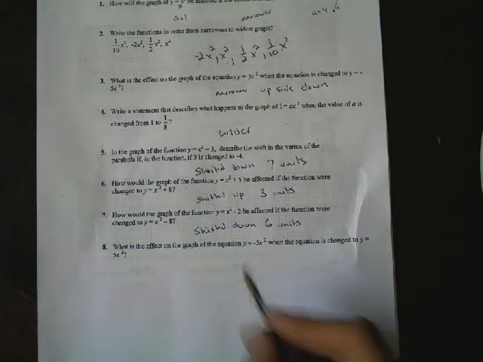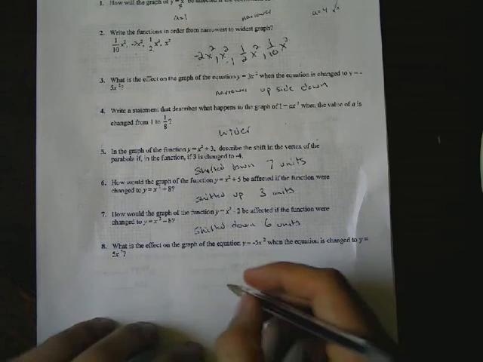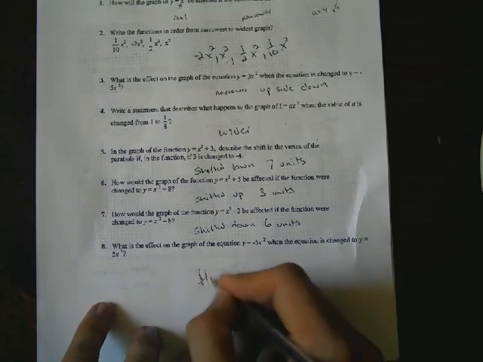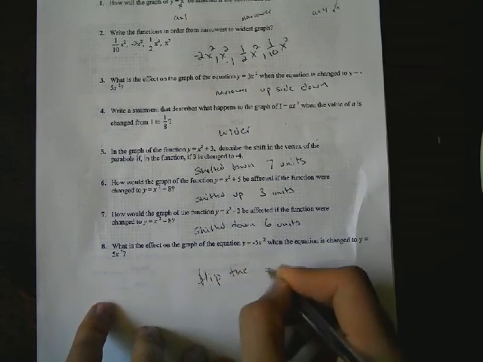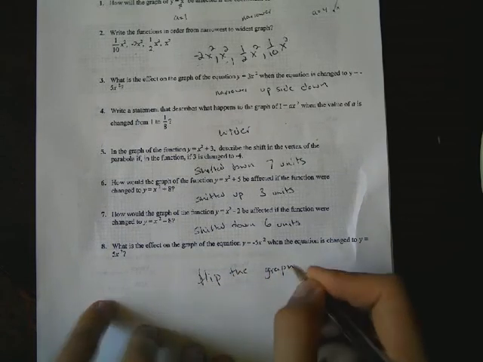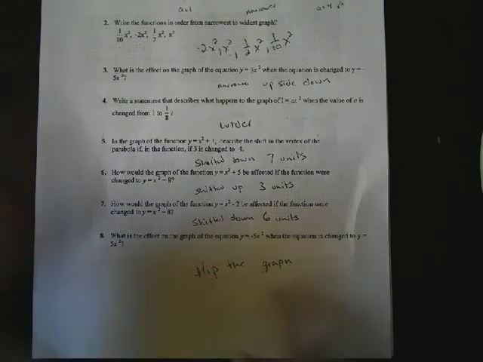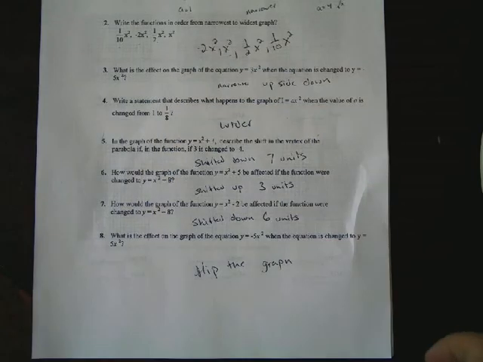And what effect on the graph would we have if we started off with -5x squared and changed it to +5x squared? This would only flip the graph. It's going to be the same narrowness. They're both pretty narrow graphs. They're not shifting the vertex at all. You'll notice there is no c value, so there's no vertex shift. It's just going to flip the graph from right side up to upside down.